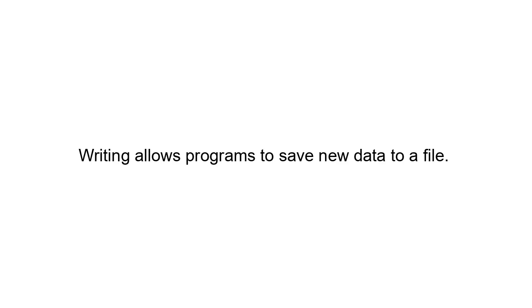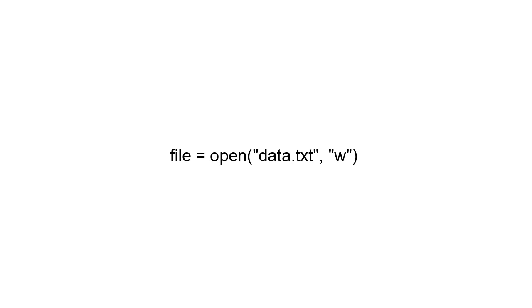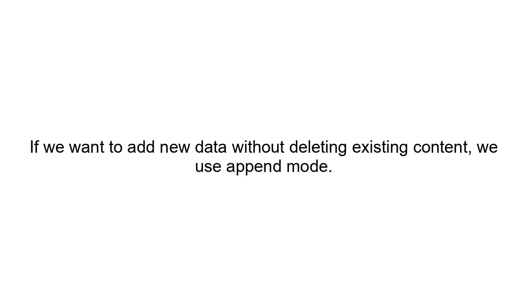Writing to a file. Writing allows programs to save new data to a file. Example: file = open("data.txt", "w"); file.write("Hello world"); file.close(). Explanation. w mode writes data. If the file already exists, its content will be overwritten. After running this code, the file will contain Hello world.